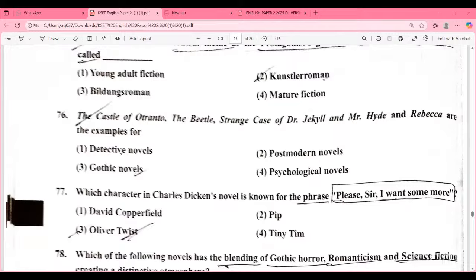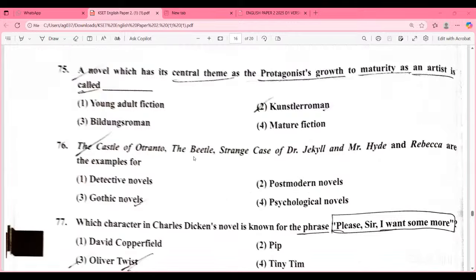Okay. The Castle of Otranto, The Beetle, Strange Case of Dr. Jekyll and Mr. Hyde, and Rebecca. All these are examples of Gothic novels. The Castle of Otranto, very famous work by Horace Walpole. Rebecca is a Gothic novel by Daphne du Maurier. All these are Gothic novels.